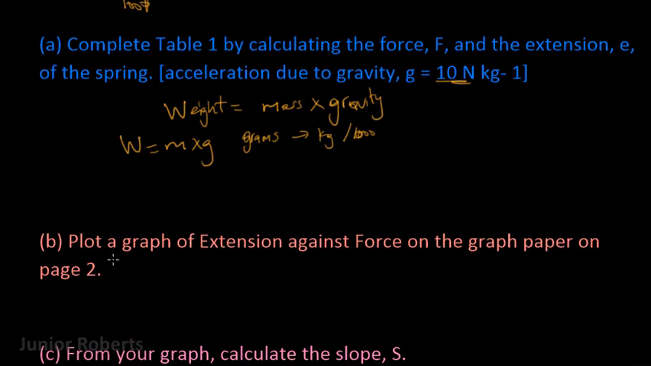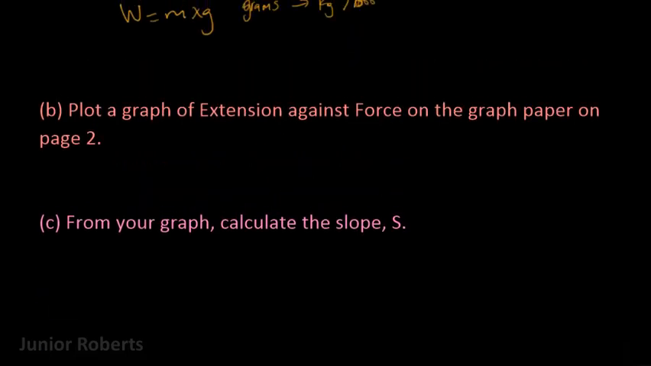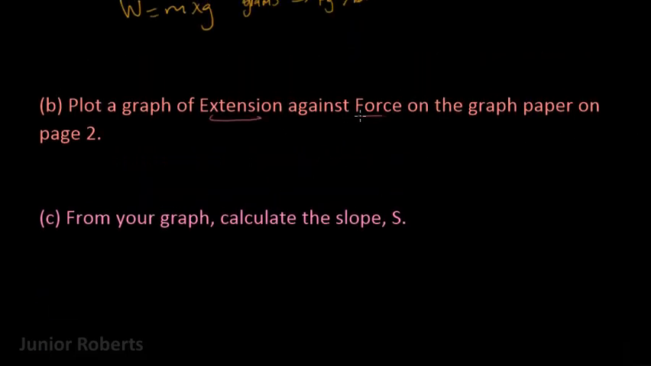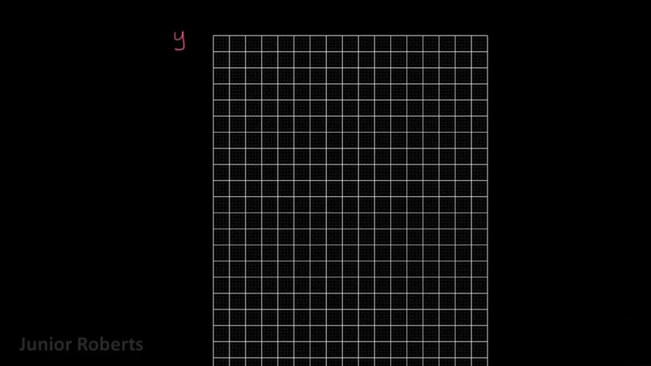Okay, so the question wants us to plot a graph of extension against force on the graph paper on paper 2. So this is our graph paper, which we'll be using to plot our graph of extension against force. Let's start by simply labeling our axes. We'll have our x-axis right here, and our y-axis here. Since the question says we're supposed to plot extension against force, it means we're going to have extension on the y-axis.